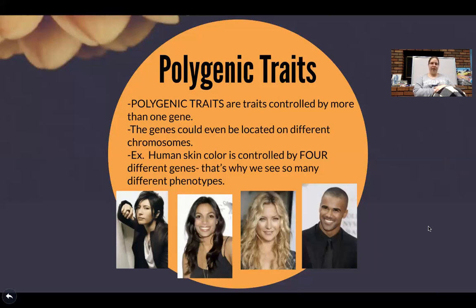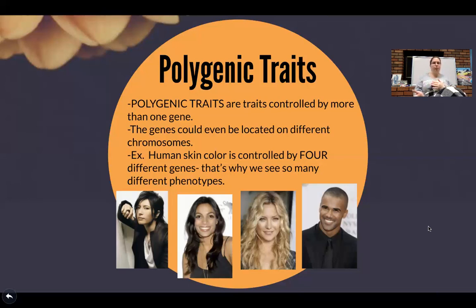And not necessarily human skin color, but a lot of these polygenic traits, again, it's not just going to be dominant and recessive. You can have codominance mixed in there. You can have some of these polygenic traits, some of the genes in them might be codominant or incomplete dominant.